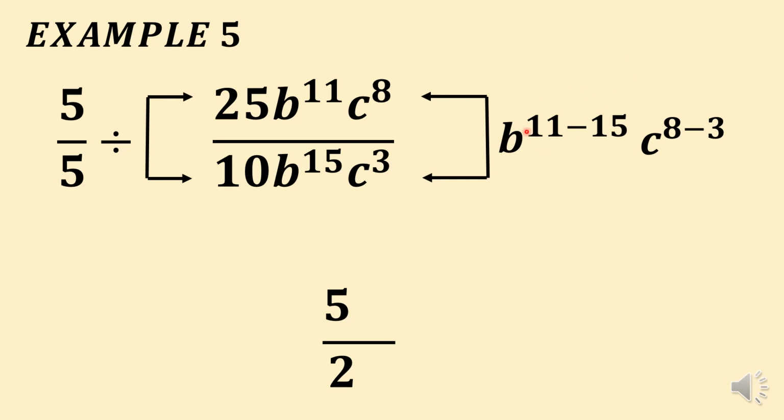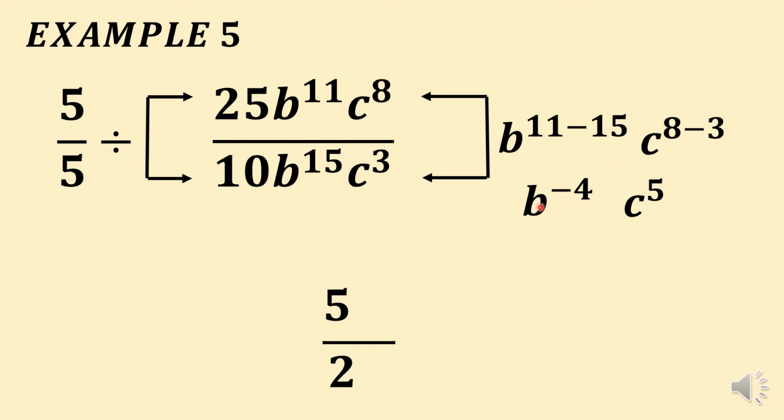Next, we're going to simplify now or subtract by subtraction rule for our exponents. So you have 11 minus 15. Our answer is b raised to negative 4. Next, you have c raised to 8 minus 3. So by subtraction rule, you have now c raised to 5. So as you notice, meron na tayong sagot for our variables na negative. So sabi natin, hindi pwede na magkaroon tayo ng negative exponent. So we need to make it positive.